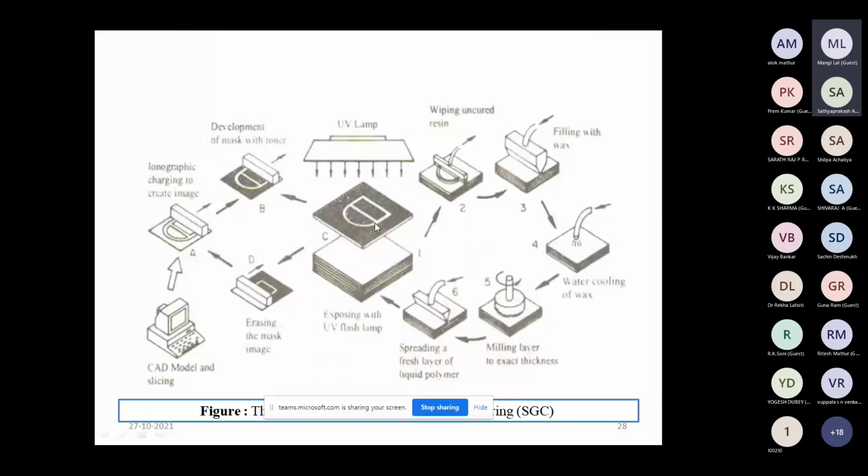After the negative image is formed onto the liquid polymer and cured, the remaining liquid is suctioned out, and the wax is filled. Then with the help of a milling cutter, the surface is made flat. After the completion of one layer, the cycle is repeated until the final layer is generated. So this is solid ground curing.